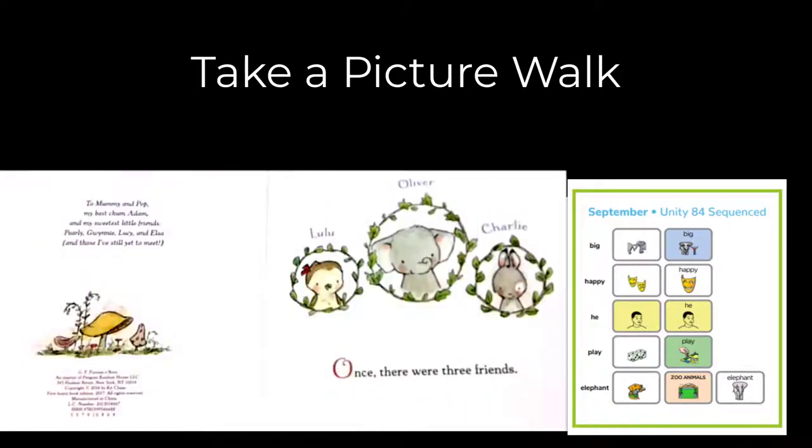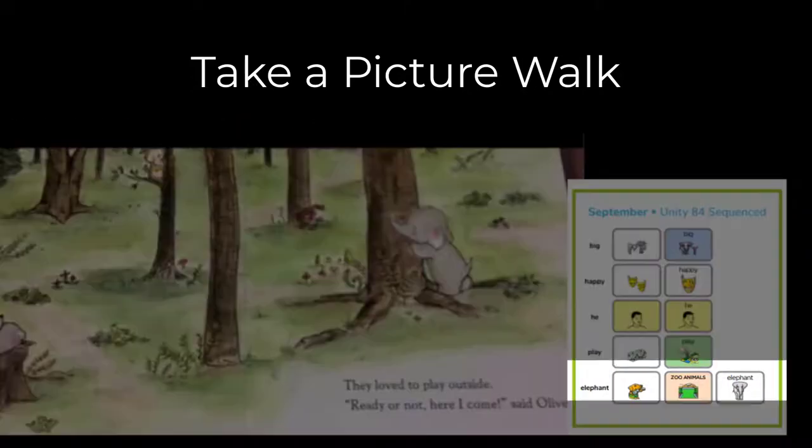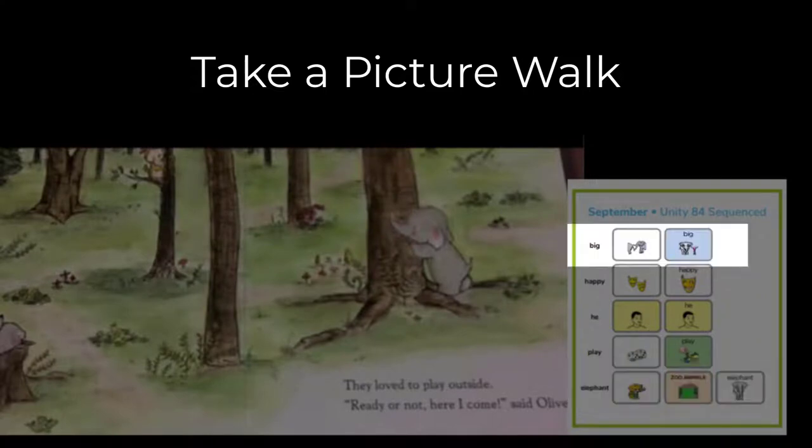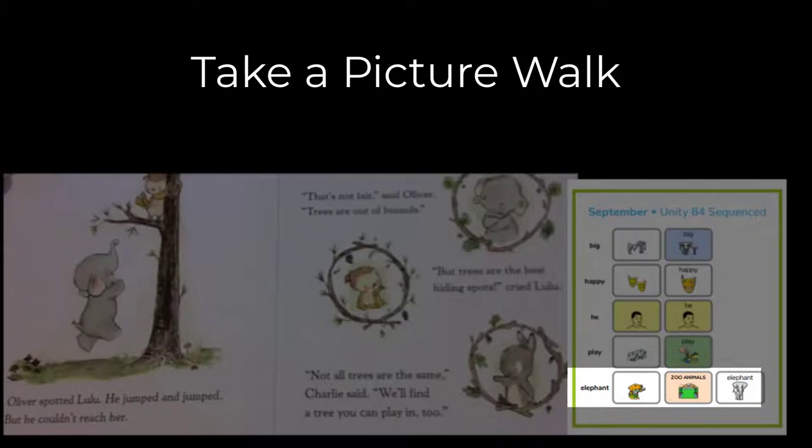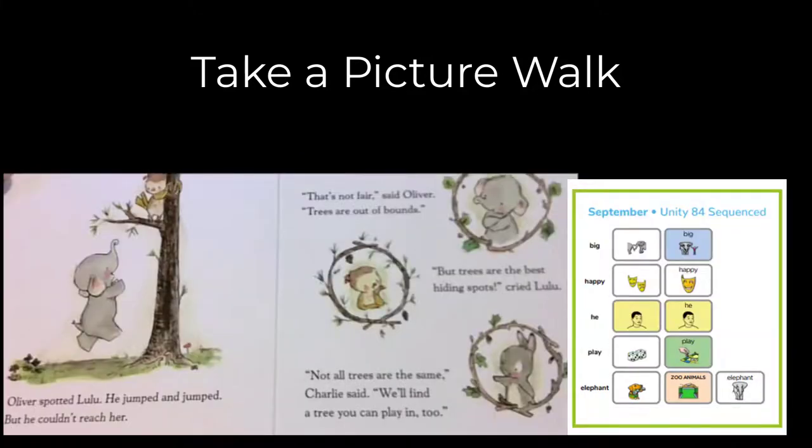Here are some animals. Look, I see an elephant. Elephants are usually big. What do you think he is doing? The elephant looks like he's trying to reach the tree branch. I wonder if this story will be about some animal friends. Let's read it and find out.